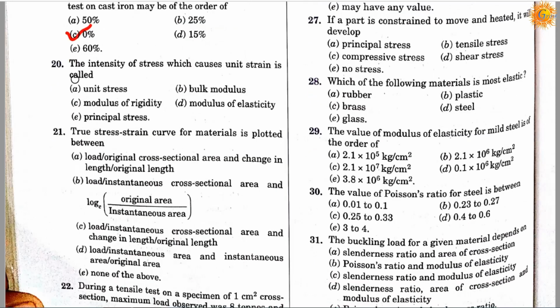Question number 20. The intensity of stress which causes unit strain is called: option A, unit stress; option B, bulk modulus; option C, modulus of rigidity; option D, modulus of elasticity; and option E, principal stress. So correct answer is D, it will be modulus of elasticity.